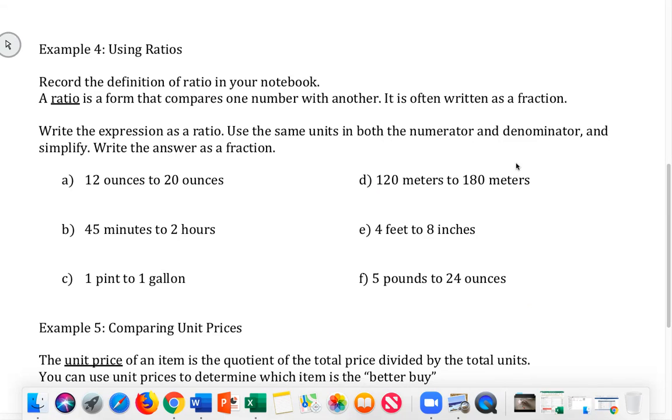For example, 12 ounces to 20 ounces. There's a couple different ways we can write this. We could write it using the word "to". We could write it using the dots. I typically write it as a fraction, such as 12 over 20. So 12 over 20, I would rewrite as 3/5. So it'd be 3 ounces to 5 ounces.